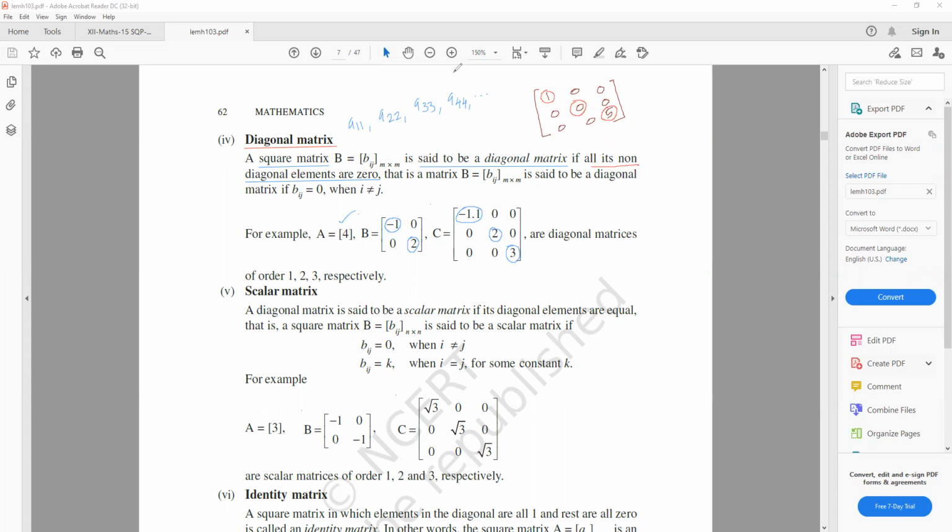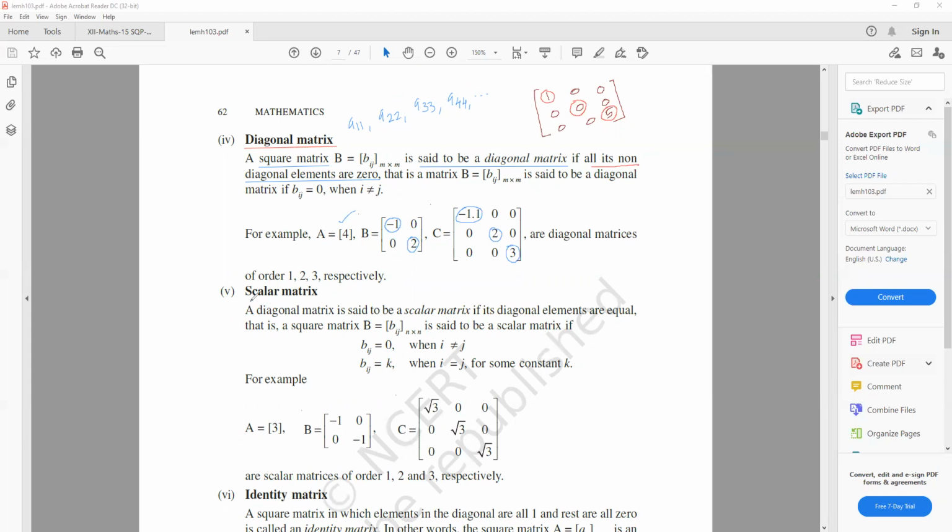And understood that it should be a square matrix because diagonal elements are only for square matrices. For a rectangular matrix, हम कोई diagonal elements नहीं है. So diagonal elements is only for square matrices. Okay. Now next, scalar matrix.